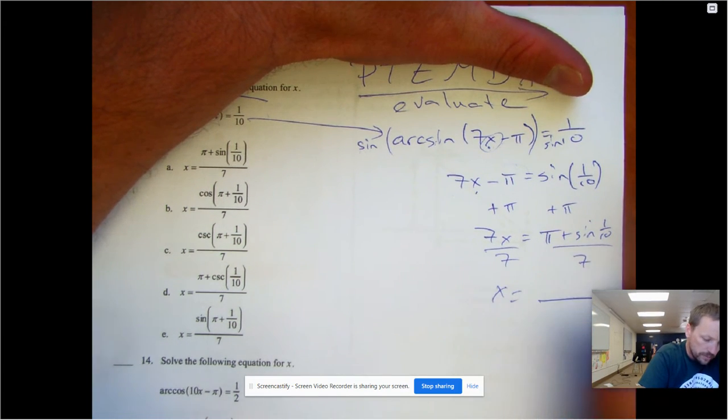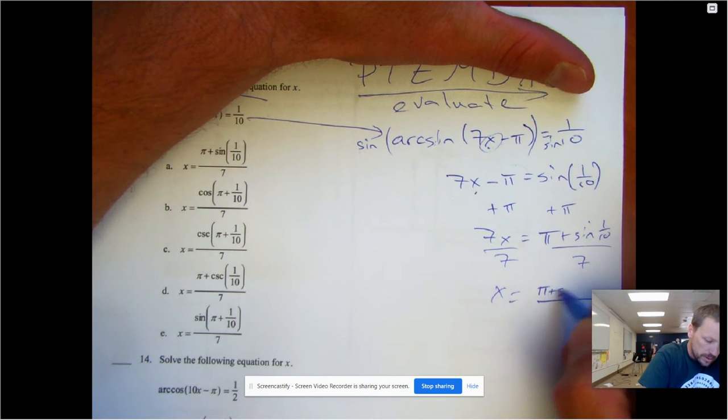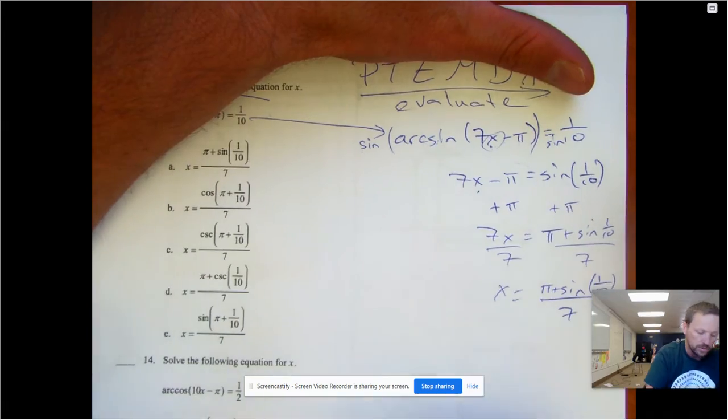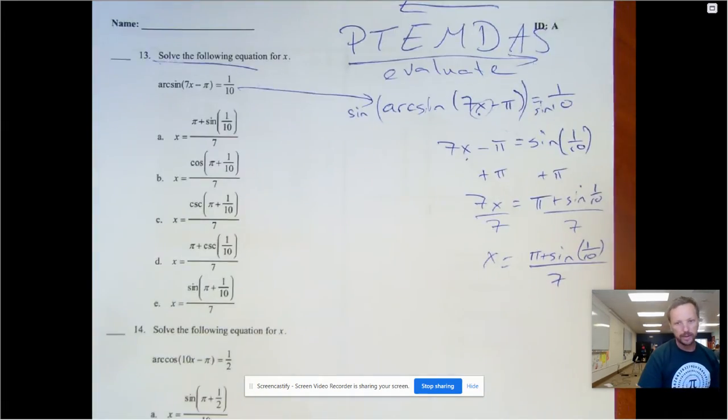And so the similar idea for number 14 is basically the same concept, but we're going to use cosine instead. So that's the idea right there.